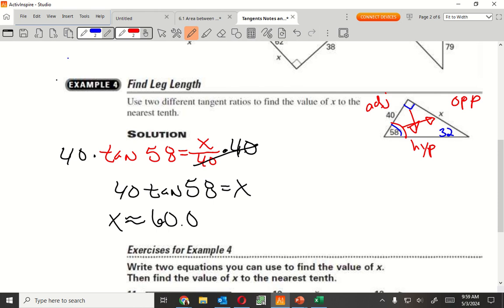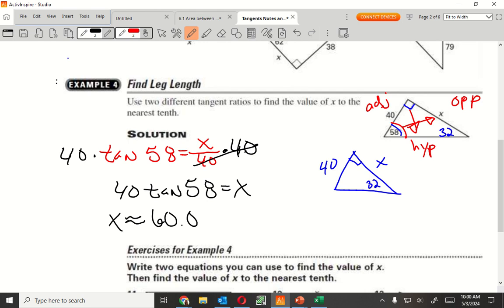Now, in trigonometry, we refer to this as the cofunction. It's the same triangle, but I am now going to look at it from a different angle. So I'm just going to redraw the triangle. I'm going to say this one is 32. Over here is 40. Down here is my hypotenuse, and over here is my x. Now I'm disregarding the 58 in this one. So I'm looking at it from the cofunction. The other angle is now my reference angle.